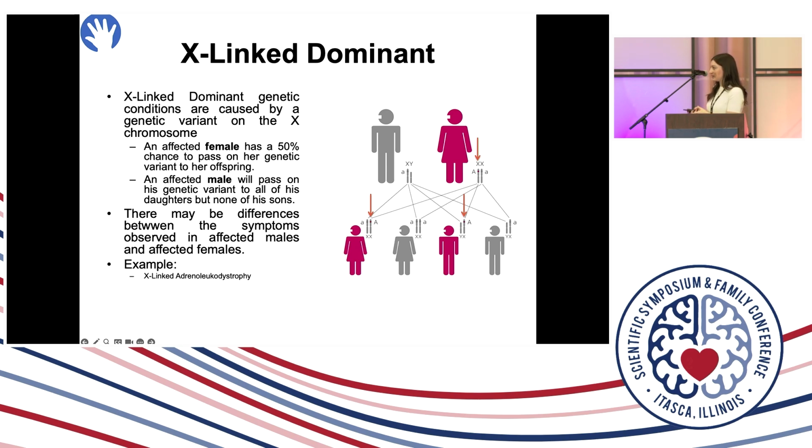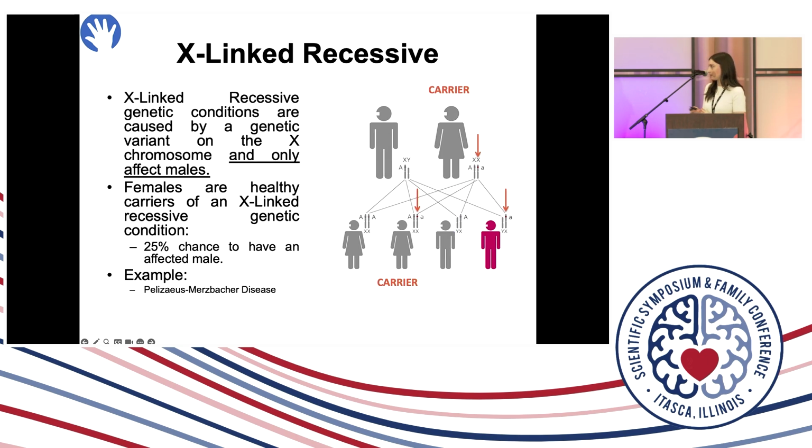An example condition for X-linked dominant inheritance patterns is X-linked adrenoleukodystrophy. And for anyone who's been in the field for many years, you may remember that we used to think that XALD only affected males. And we used to call females carriers of XALD. But more research into the field has really shown us that, yes, females are affected with XALD. And instead of being female carriers of this condition, we now call them females with XALD.